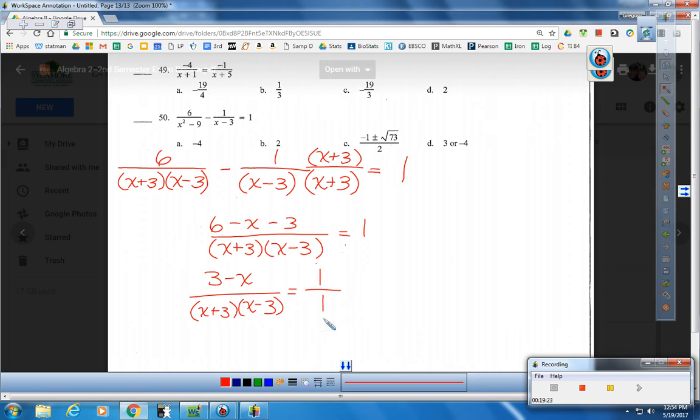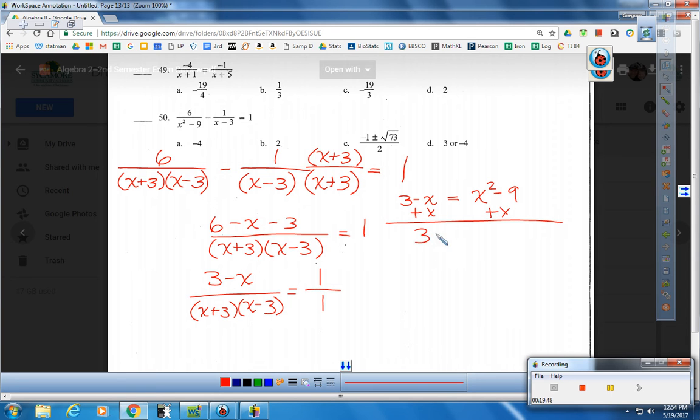Okay? So here's where it gets a little bit different. The left-hand side is just 3 minus x. And the right-hand side is this x plus 3 times x minus 3. But remember, x plus 3 times x minus 3 is just x squared minus 9. So we're going to make that x squared minus 9. And the reason we're going to do that is because that's the only way we're going to be able to factor this thing. So move your x over.